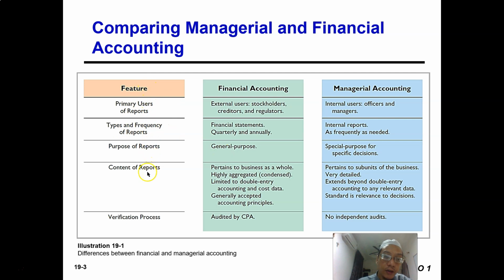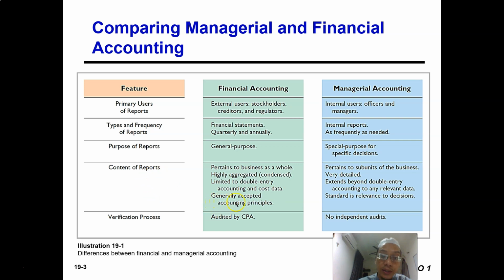And then fourth, the content of the reports. What is in the report? So like I said, financial accounting reports show the business as a whole. It's highly aggregated, highly condensed, summarized, and it's limited to double entry accounting and cost data. So the information is purely on a financial basis. They only show financial information, which is captured in the accounting process.